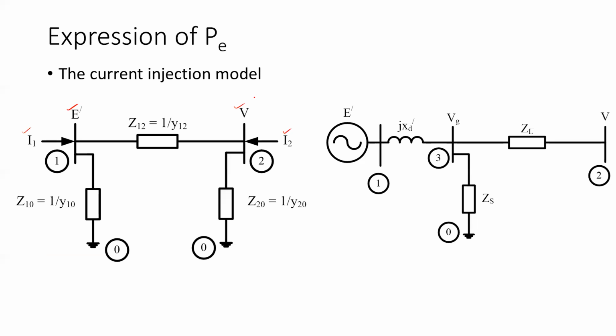So how did we come from the right hand side figure to this side figure? Any idea how we derived this current injection model? Anyone? What do you think? Both circuits are the same, sir. Y to delta equivalent. What again? Y to delta. All of you sure it's Y delta?